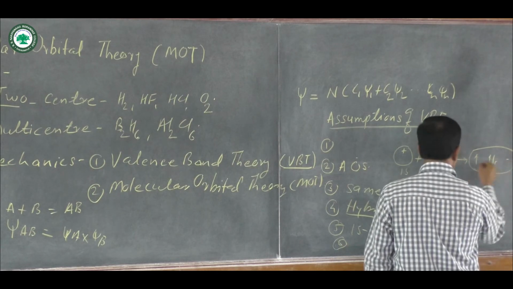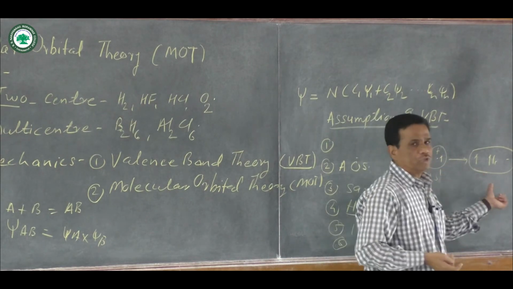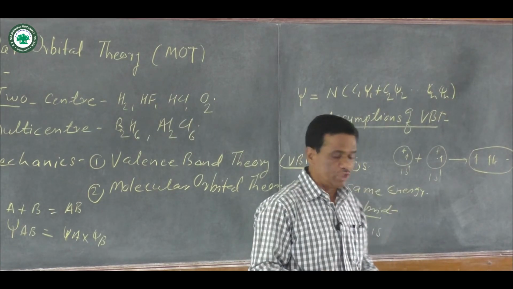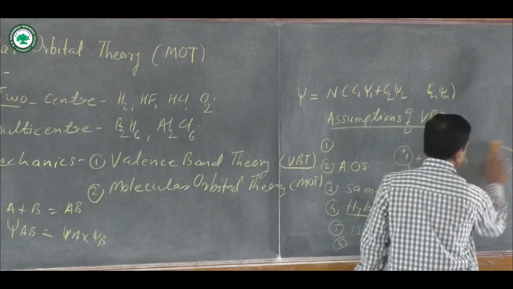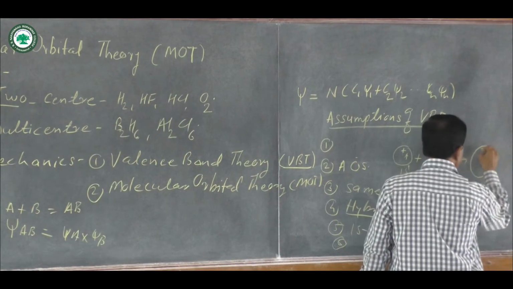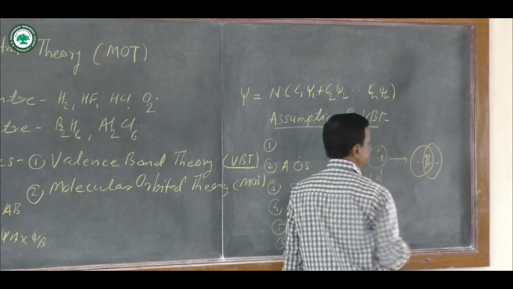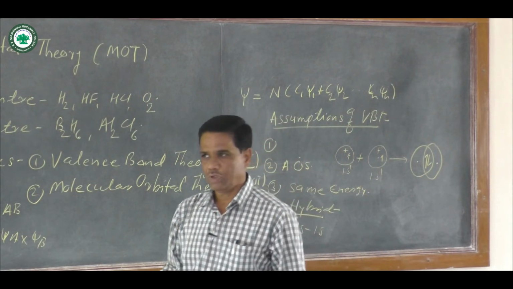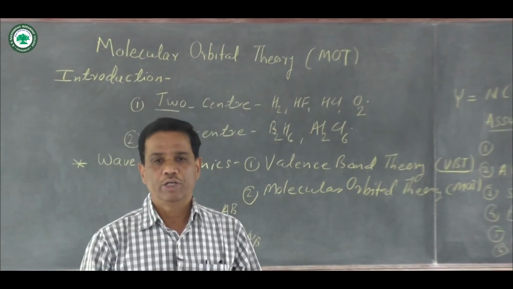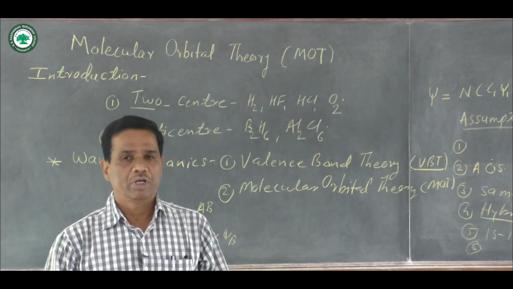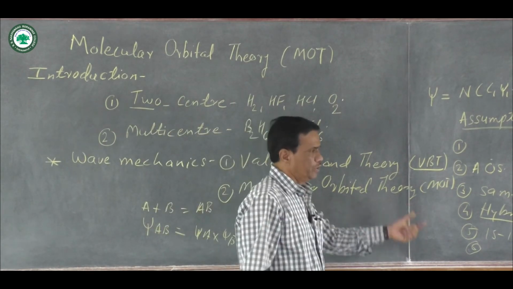And for electron density, suppose one electron is present in each 1s, then electron density is in between them, and the overlapping of those atomic orbitals is represented like this: this is a 1s orbital, this is a second 1s orbital, and two electrons are in between the nuclei. Their original identity is maintained or retained in the formation of molecules in valence bond theory. Okay, next one is molecular orbital theory, MOT.